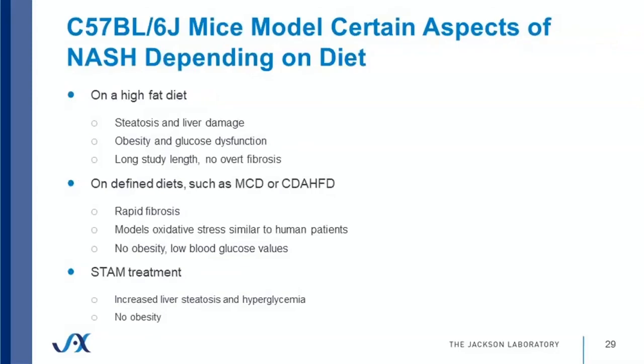So as a quick summary of what we've already discussed, when using the C57 Black 6J mouse strain, we can obtain several important non-alcoholic fatty liver disease and NASH phenotypes in a few different ways. On a high-fat diet, steatosis and liver damage is observed, along with obesity and glucose dysfunction. These studies tend to take several months before mice have these characteristics, and there is only at most mild fibrosis. Using more defined diets, such as the methionine and choline deficient diet, rapid fibrosis is observed with markers of oxidative stress that mimic patient pathogenesis. However, these models often do not present with the obesity and hyperglycemia that human patients tend to have.